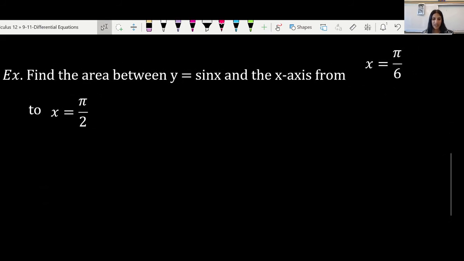Okay, so then here's the next one. Let's take a look at the area between sine x and the x-axis from x equals pi over 6 to x equals pi over 2. Again, you didn't necessarily have to, but I think it would be helpful to build in a little bit of a review.